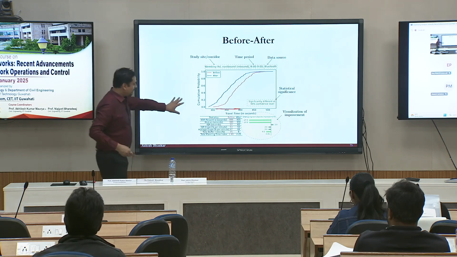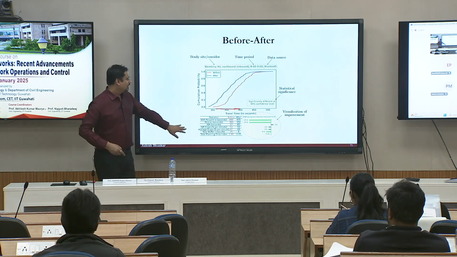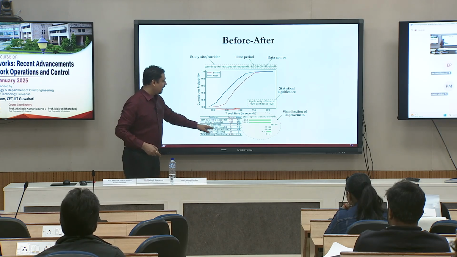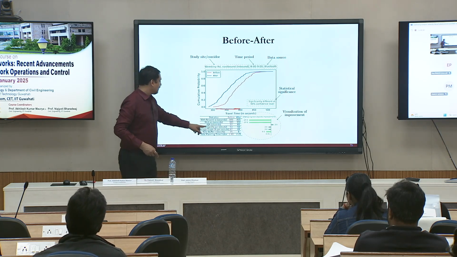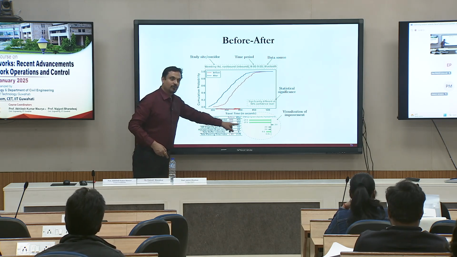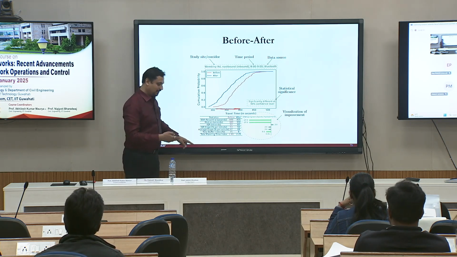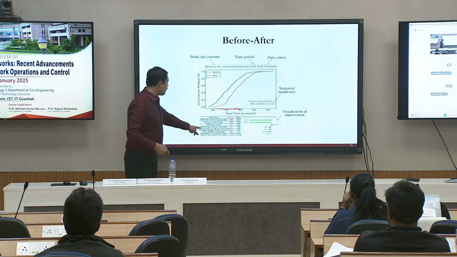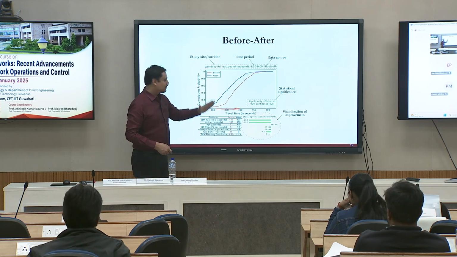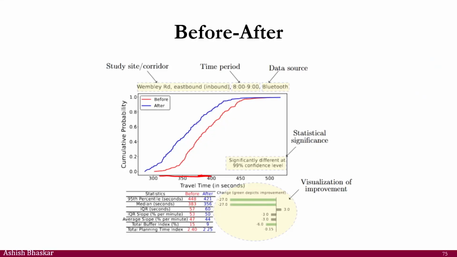I've not talked about the one at the bottom. Here these are different statistics: the 95th percentile of the travel time before and after, the median that you observe before and after, and the interquartile range before and after. IQR slope means the slope of the interquartile range. So in this particular case, before and after.